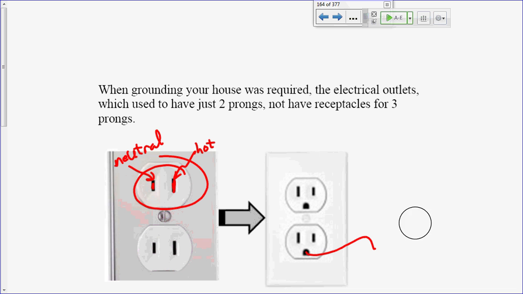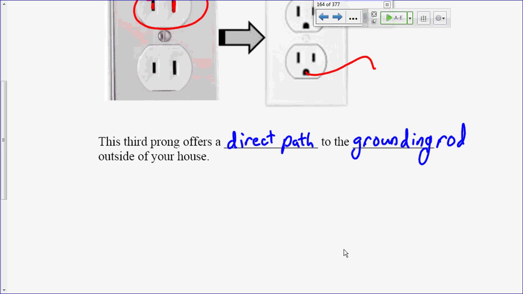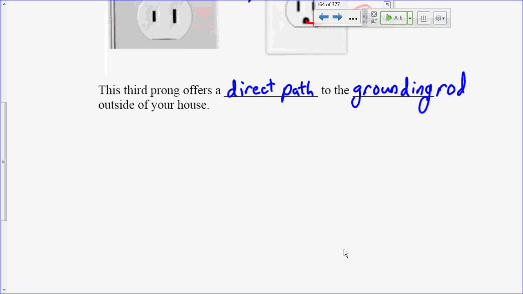So that's why they're polarized, because when people design devices that don't have that third prong, that aren't grounded, they try to make the hot wire as short as possible. All right. So the third prong offers a direct path to the grounding rod outside of your home. And what this does, this is the primary purpose for it, is to protect you from faulty devices.